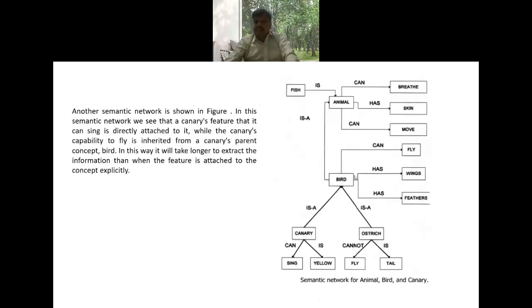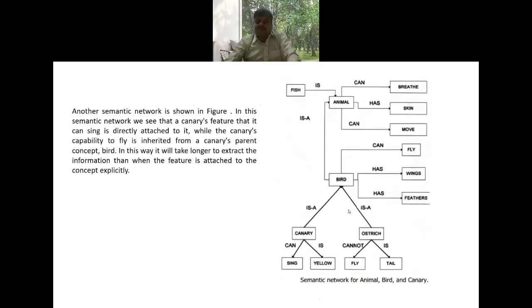And bird is an animal. Okay, and bird can fly. Bird has wings. Bird has feathers. See, animal. Coming to the animal, the fish is an animal. The animal can breathe. Animal has skin. Animal can move. So in this one, how much information is embedded in this diagram?